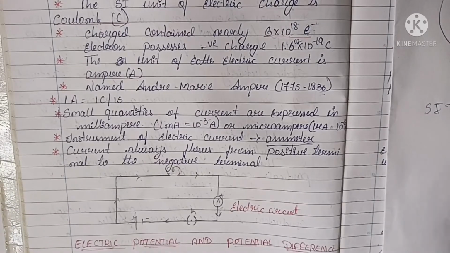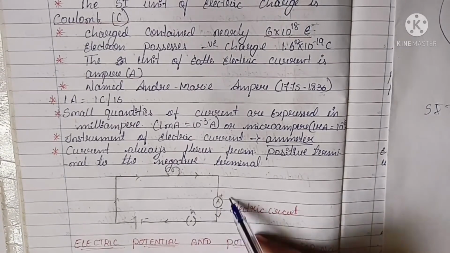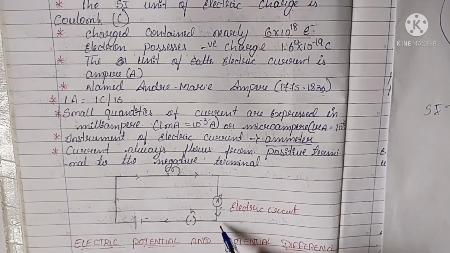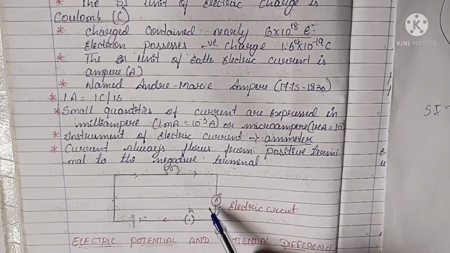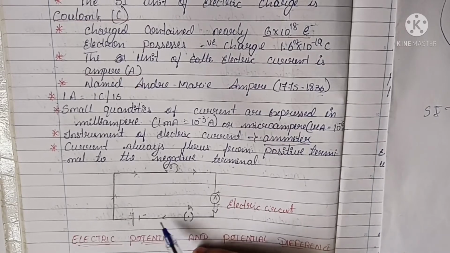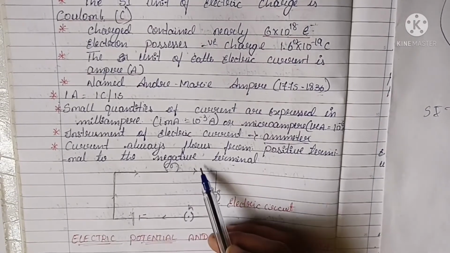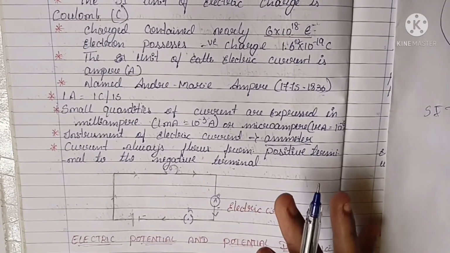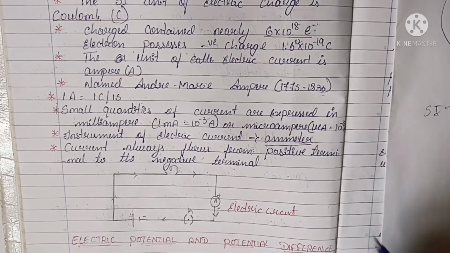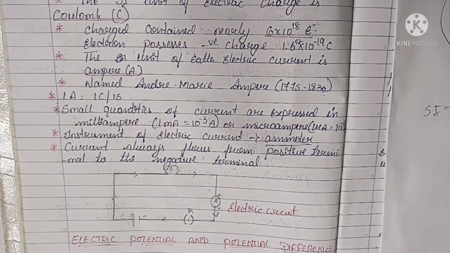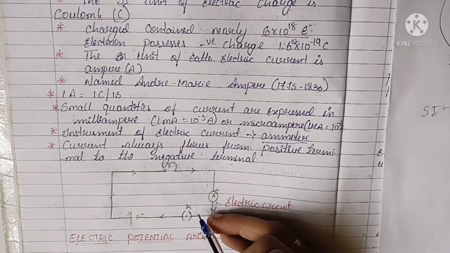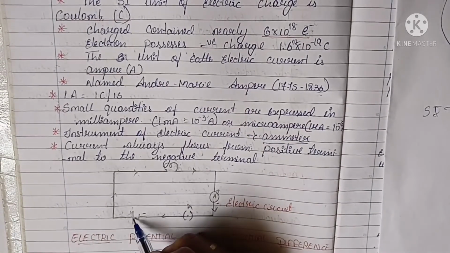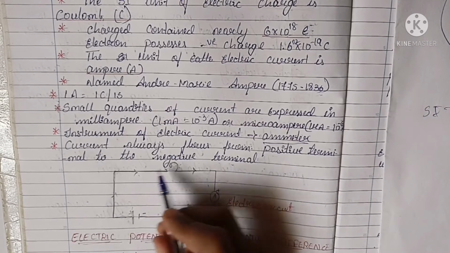And the next one, the current always flows from the positive terminal to the negative terminal. This is the most important and common mistake that you students make. Let's have a look at this diagram. There are different symbols, and you can also observe the arrow mark here. We can't keep the arrow mark however we like. There is a particular process to put those arrow marks. Always it has to pass from positive to negative.